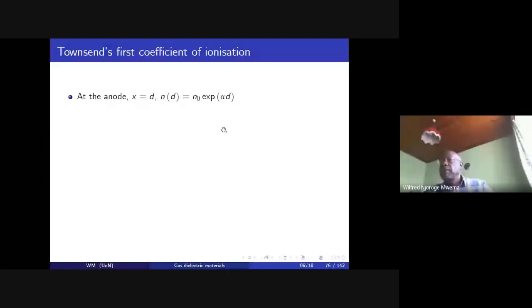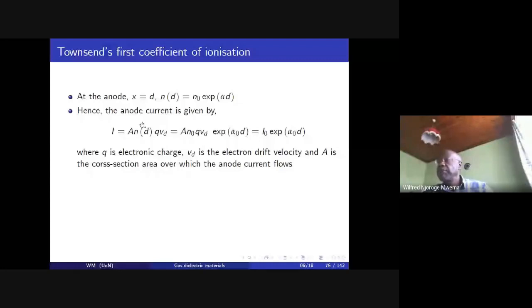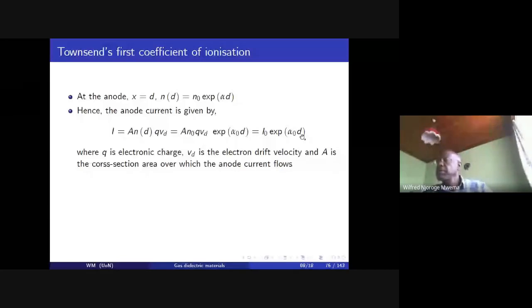So, the anode current will be collected at the anode, multiplied by the density and the drift velocity of those electrons. And this gives us a value of I equal to A n naught q v_d, multiplied by exp(alpha naught d).